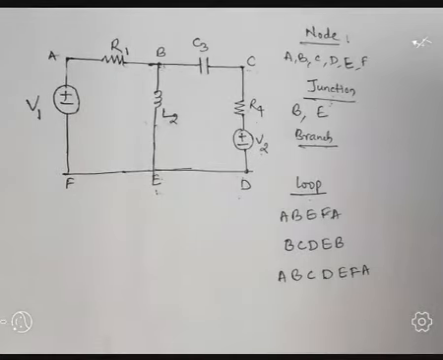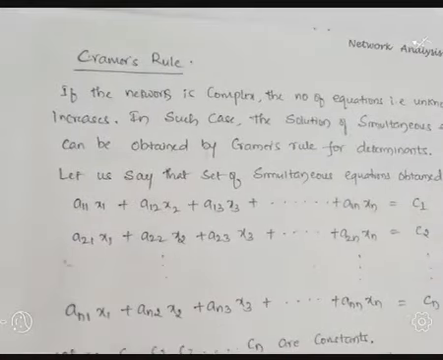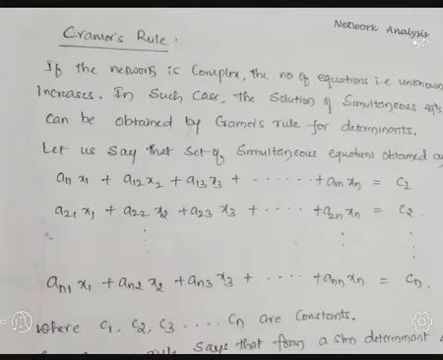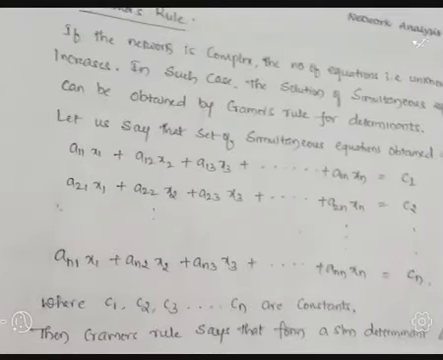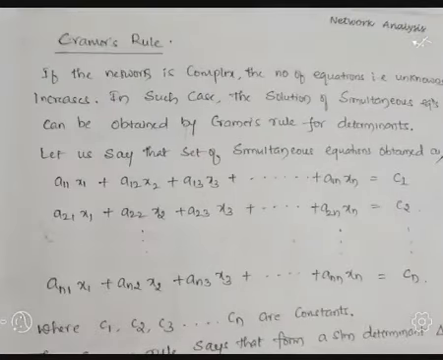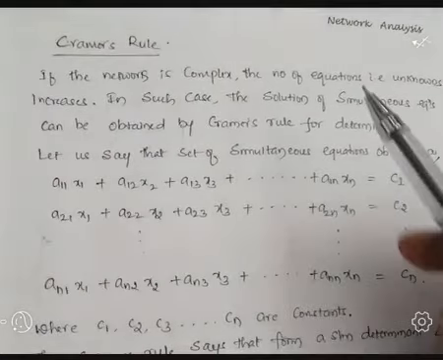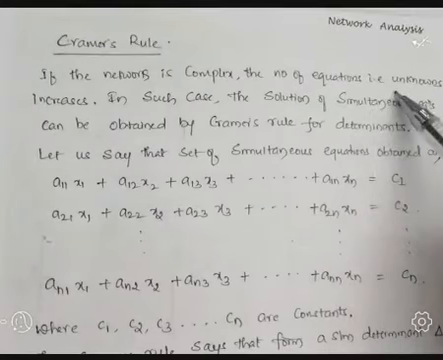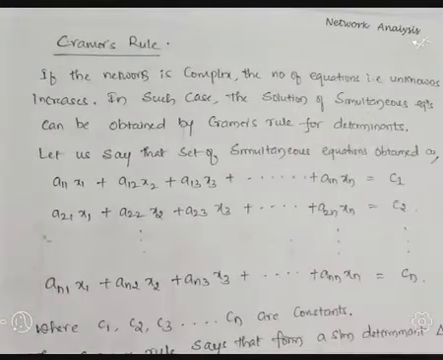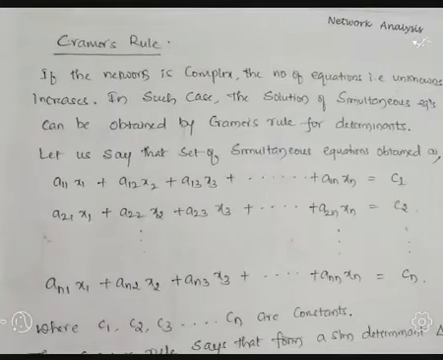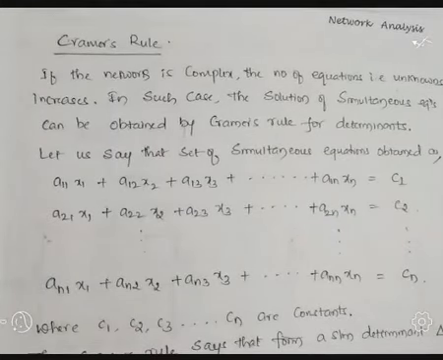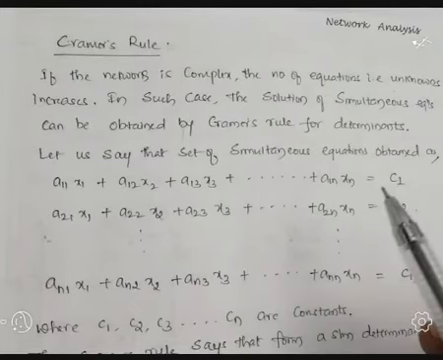So next topic, we'll see Cramer's rule. This rule is very helpful for solving the given network. If the network is said to be complex, then we make use of this rule. If the network is complex, or the number of equations, that is unknowns, are more, with more equations and more unknowns present in the given network, in such cases, the solution of simultaneous equations can be obtained by using Cramer's rule.